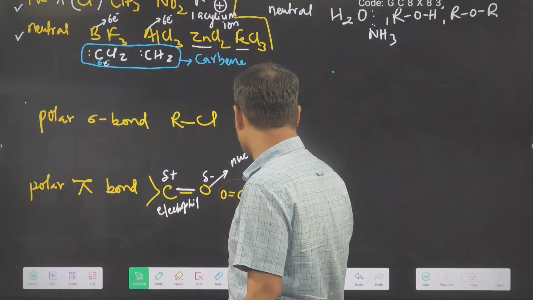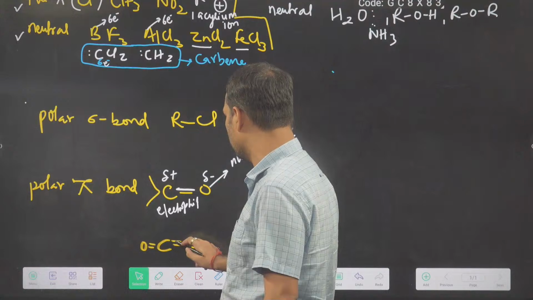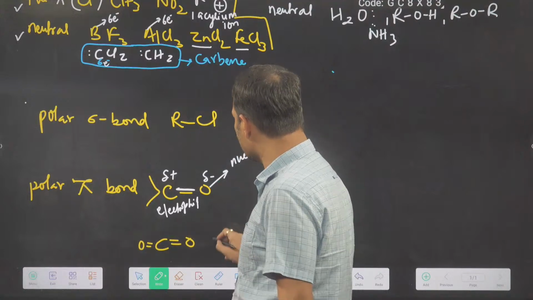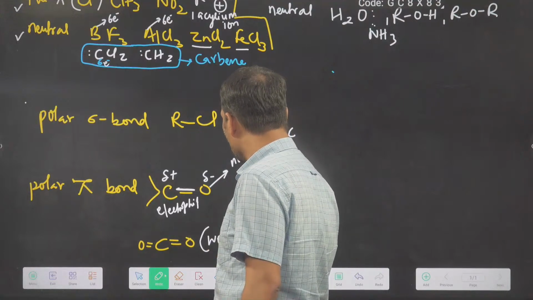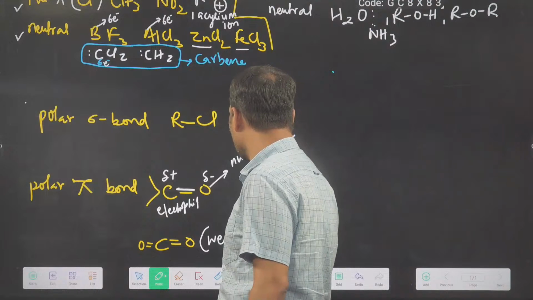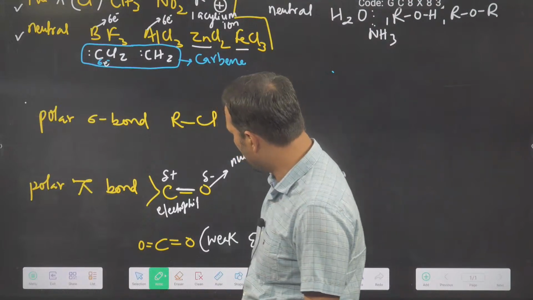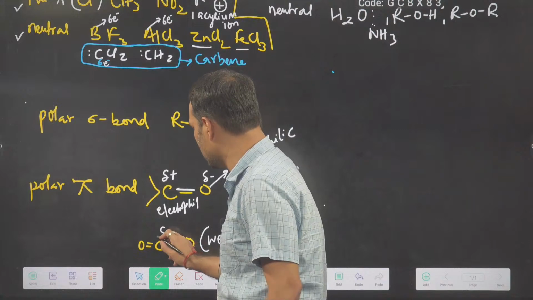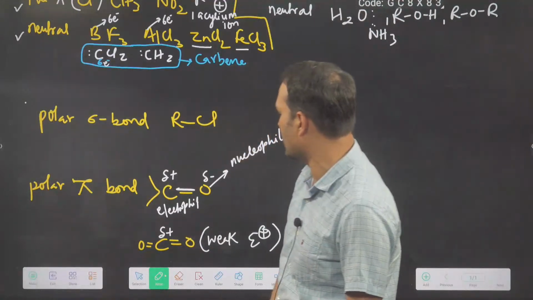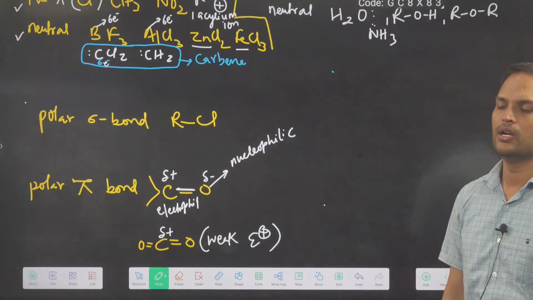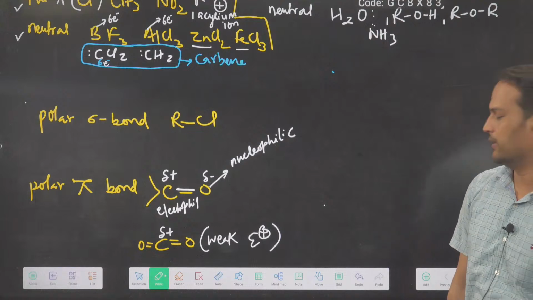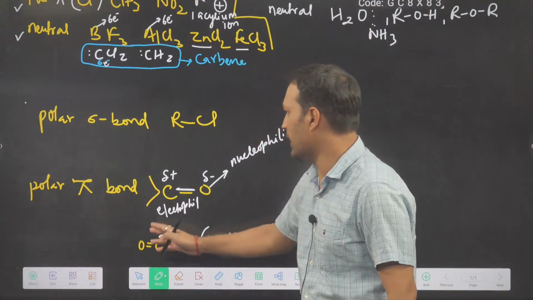Can you identify this compound? Can you see this compound? So this compound is CO2. We say that CO2 is a weak electrophile. You will say, how is it an electrophile? Can you see this carbon? This carbon is positive. So this point is the electrophile. Any nucleophile will come and attack here.